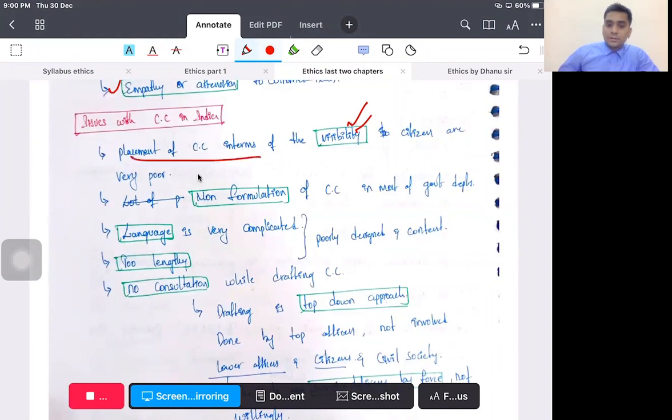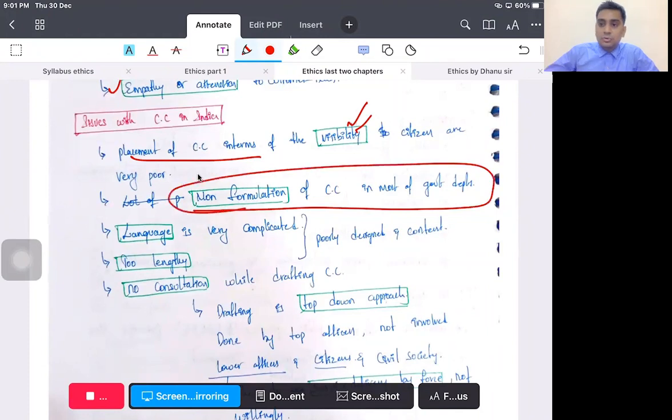Placement of the Citizens Charter, that is where they have fixed that board, right? Then non-formulation of the Citizens Charter in most of the government departments. Why have they not formulated it? Because there is no hard and fast rule saying that you have to have it. There is no rule or act for government departments to definitely have a Citizens Charter.